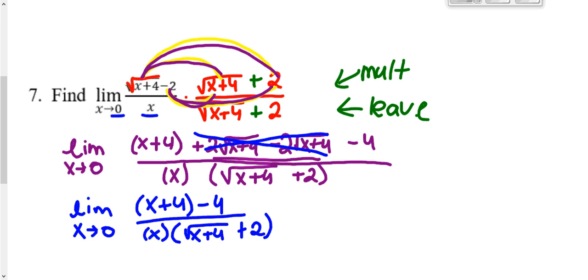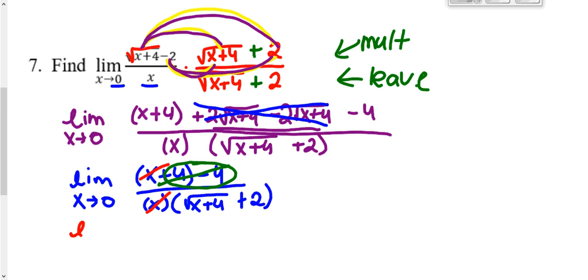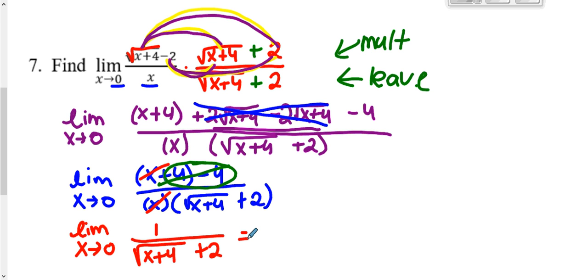Well, we can't cancel anything out yet. But we do have something we can do on the top. We have a plus 4 minus 4. Those cancel. They would give us a 0. Then, after you do that, you can cancel these 2 x's because they're the same and they are multiplied. So, finally, this becomes the limit as x approaches 0 of 1 over the square root of x plus 4 plus 2. Now we try to plug in 0. We do not have to write the limit anymore.